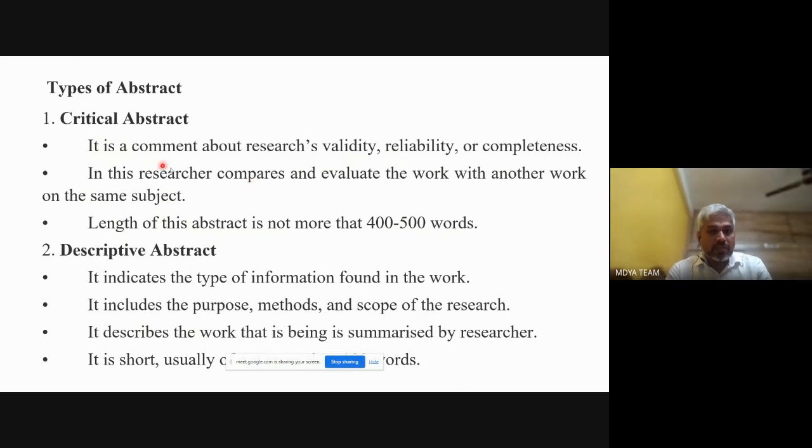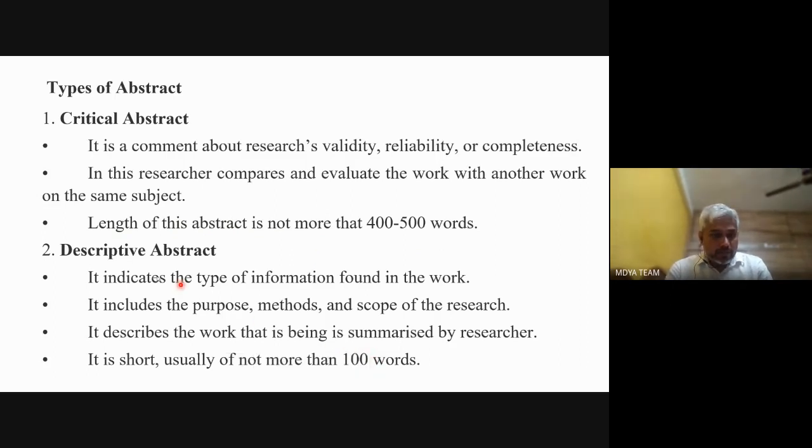Just remember these things. Critical abstract. What is a critical abstract? Here, the researcher comments on validity, reliability, and/or completeness. Second, the researcher compares and evaluates the work with another work on the same subject. And the length of this abstract is not more than 400 to 500 words.